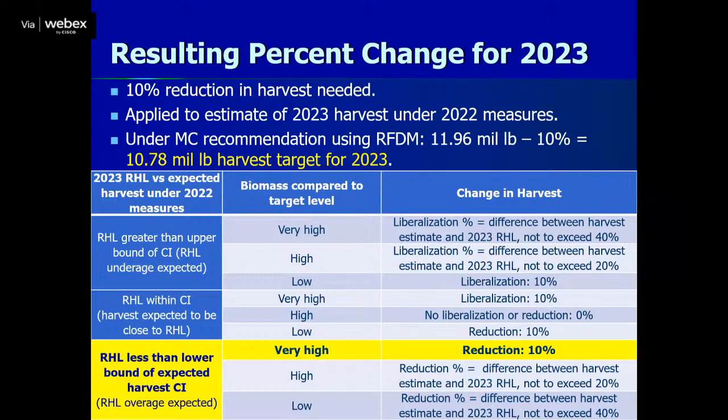So walking through the table, that puts us in the 10% reduction category. The 10% reduction is applied to the estimate of 2023 harvest under 2022 measures. So based on the monitoring committee's recommendation for using the RFDM, that gives us a harvest target of 10.78 million pounds for 2023.